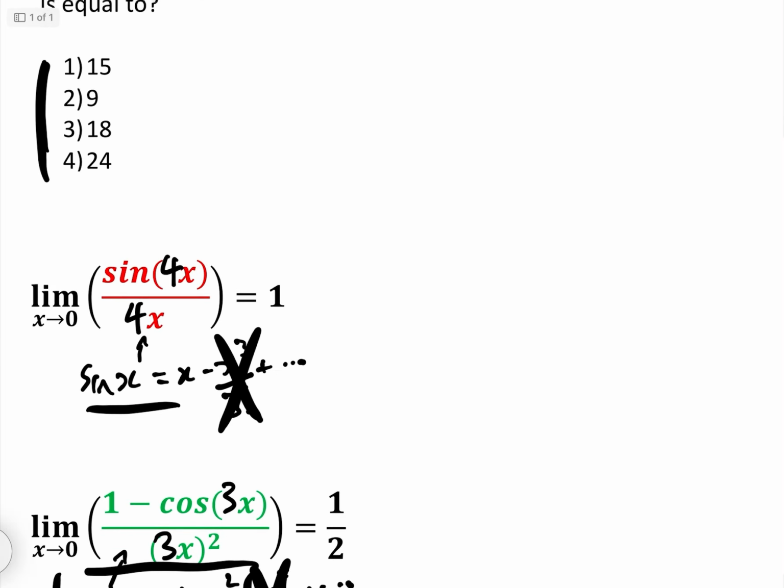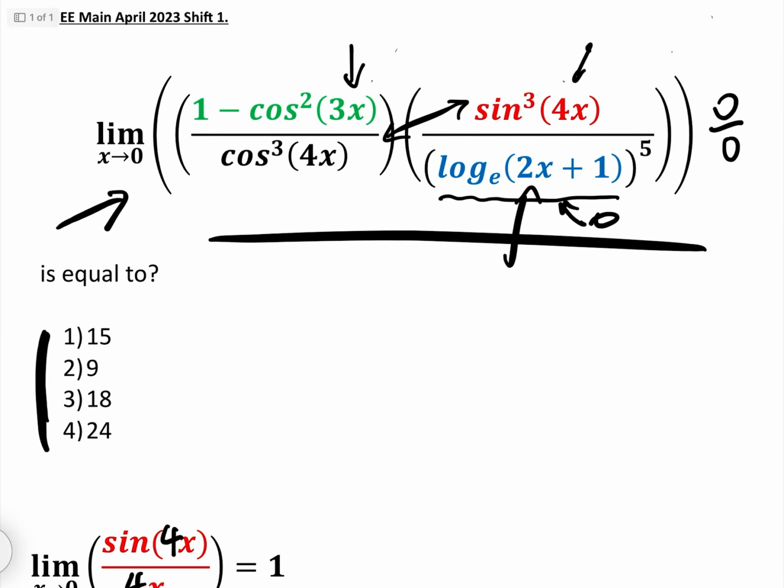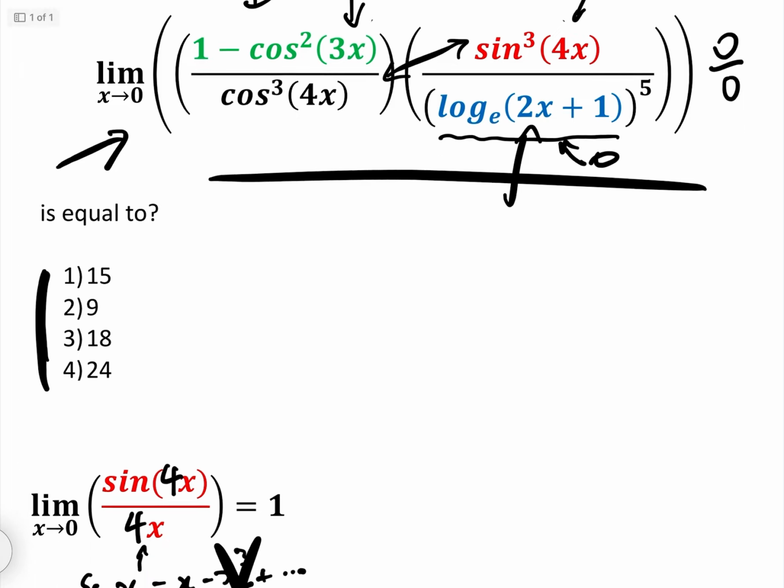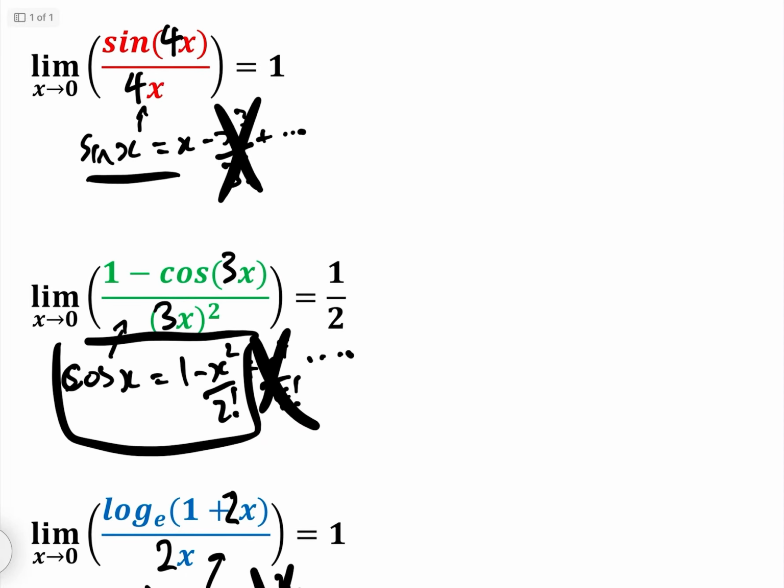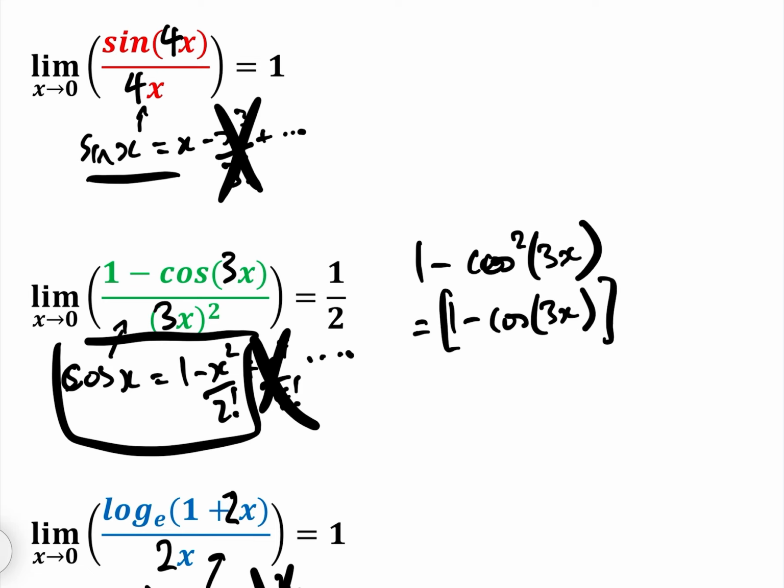Okay, so what we need to do is use these limits on this expression, and we're going to go through them one by one. So first of all, let's have a look at this 1 minus cos squared 3x. 1 minus cos squared of 3x equals, by the difference of squares, (1 minus cos 3x) times (1 plus cos 3x). We need to get these things into this form. Well, for 1 plus cos 3x, as x approaches 0, cos of 3x approaches 1, so that bit there approaches 2.